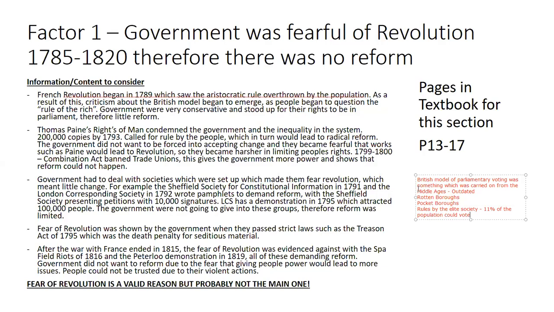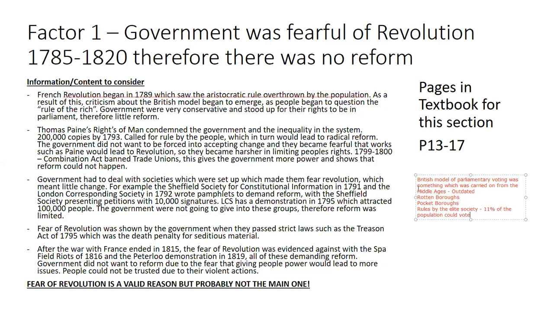Then you've got the period after the war. So this is covering the whole time period. Straight away with this paragraph, we've covered 1785 to 1820. After the war with France ended in 1815, the fear of revolution was again shown because of events such as the Spa Fields riots that happened in 1816 and the Peterloo demonstration in 1819. All of these were demanding reform.